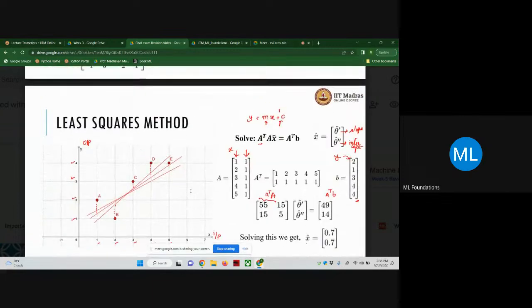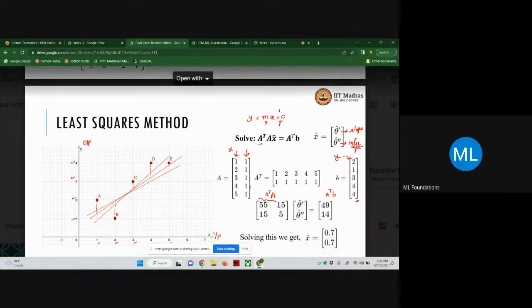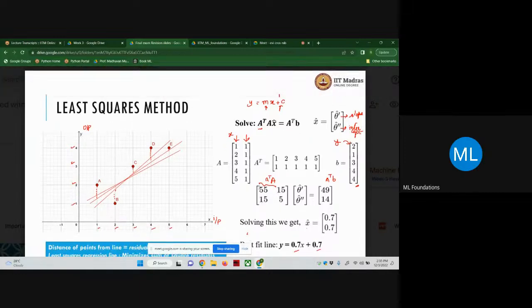Now in this particular case, we were given A and then we were given B, so we were not able to get the exact solution. So what we want to do is find x that will be minimizing it. The way you need to do it is A transpose A x should be equal to A transpose B. We can get the A transpose from this A, and then multiply A transpose A. From there, what we got is 55, 15, 15, 5.